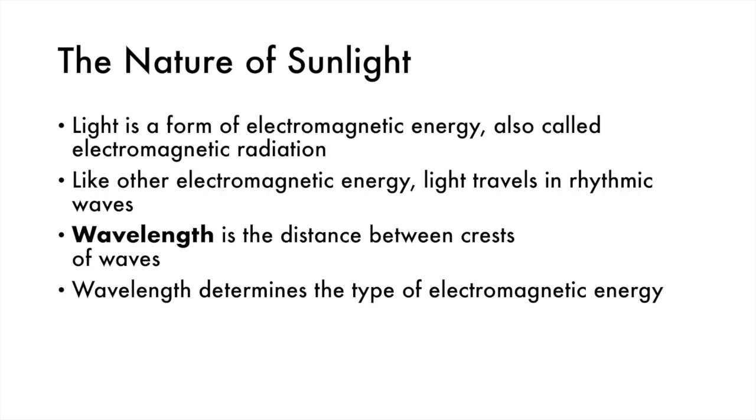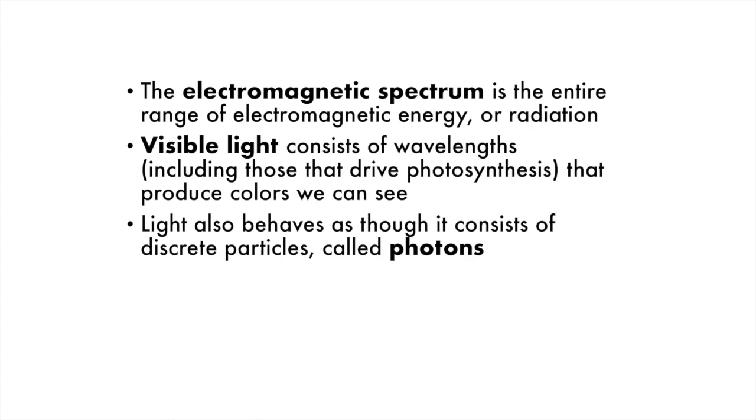So the wavelength is the distance between crests of waves, and it also helps determine what type of electromagnetic energy we're dealing with. And I'll show you a picture here to represent that in a second. So the electromagnetic spectrum is the entire range of electromagnetic energy, from very, very short wavelength, very, very high energy gamma rays down to very, very long wavelength, very, very low energy radio waves. And visible light is kind of right in the middle of all of that. And that's what plants use for photosynthesis. And that's what produces the colors that we see with our eyes. That's what our eyes are capable of detecting. So although light acts like a wave, we also know that it's made up of discrete particles that are called photons.